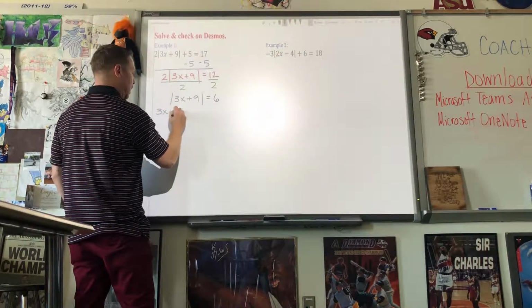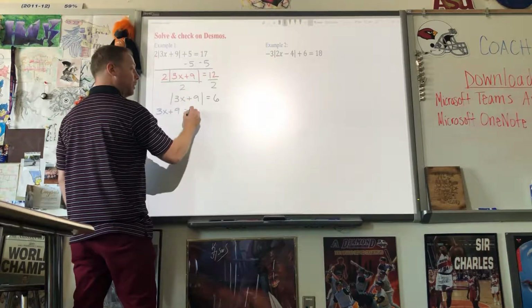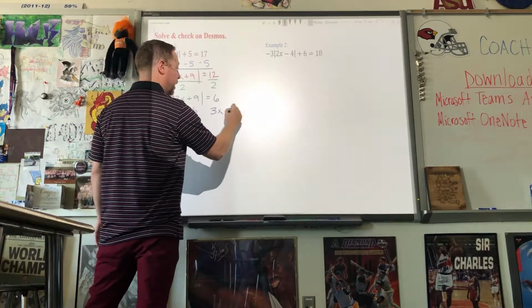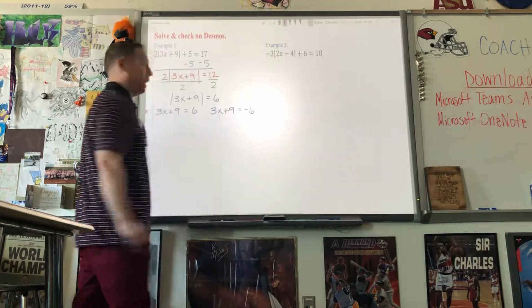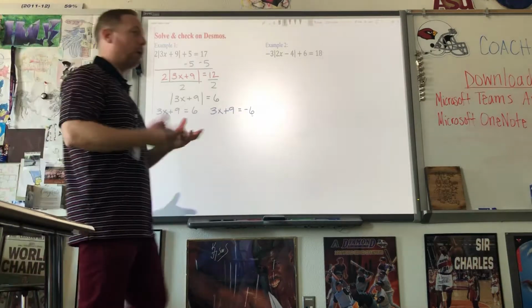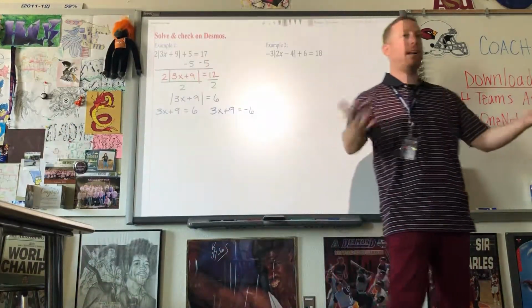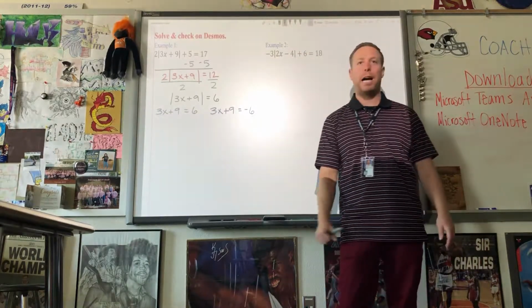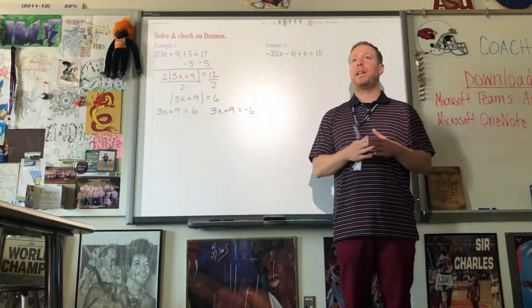3x plus 9, that's my red box, could be equal to 6. But my red box, 3x plus 9, could also be equal to negative 6. Where students get confused is they know there's a switching of signs, and they know they write the problem twice in most cases. Some people start changing the signs inside the red box and doing all sorts of different weird stuff. That is not the case.